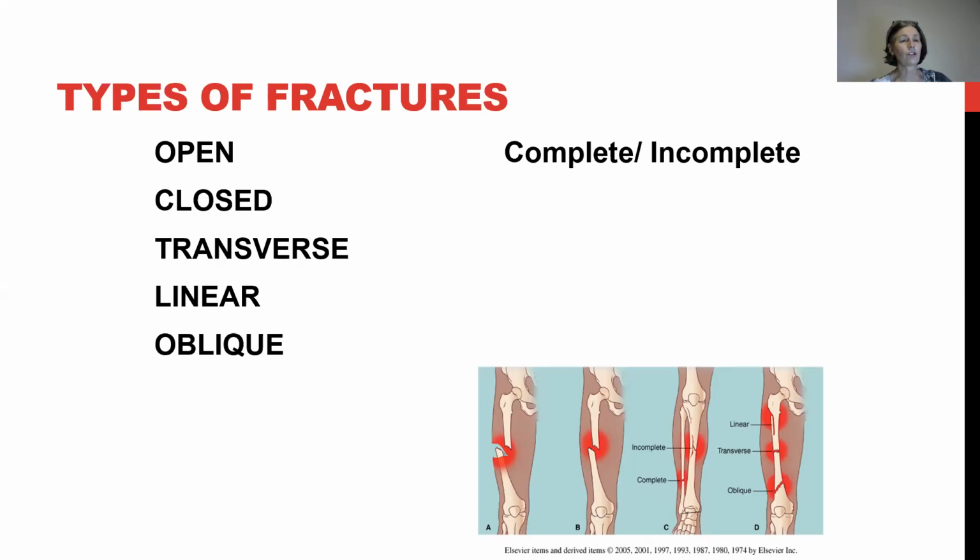A closed fracture is when the surface of the tissues are never exposed. So the bone fragments are broken, but they're underneath the surface of the skin. So there's less risk for infection.